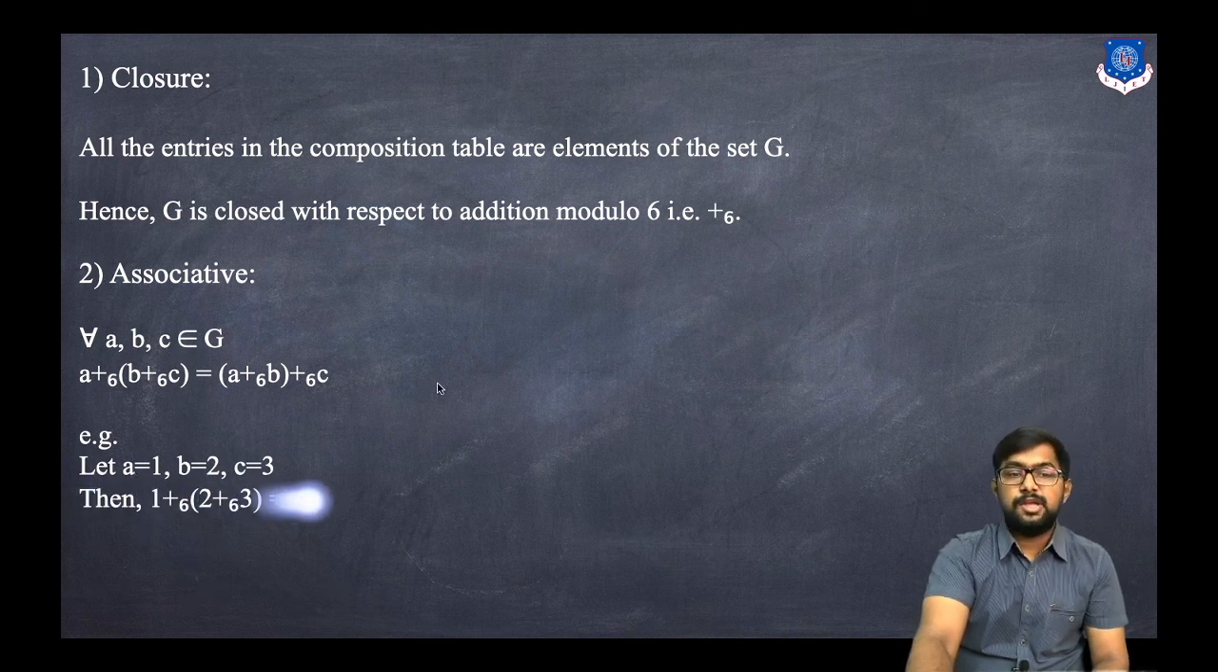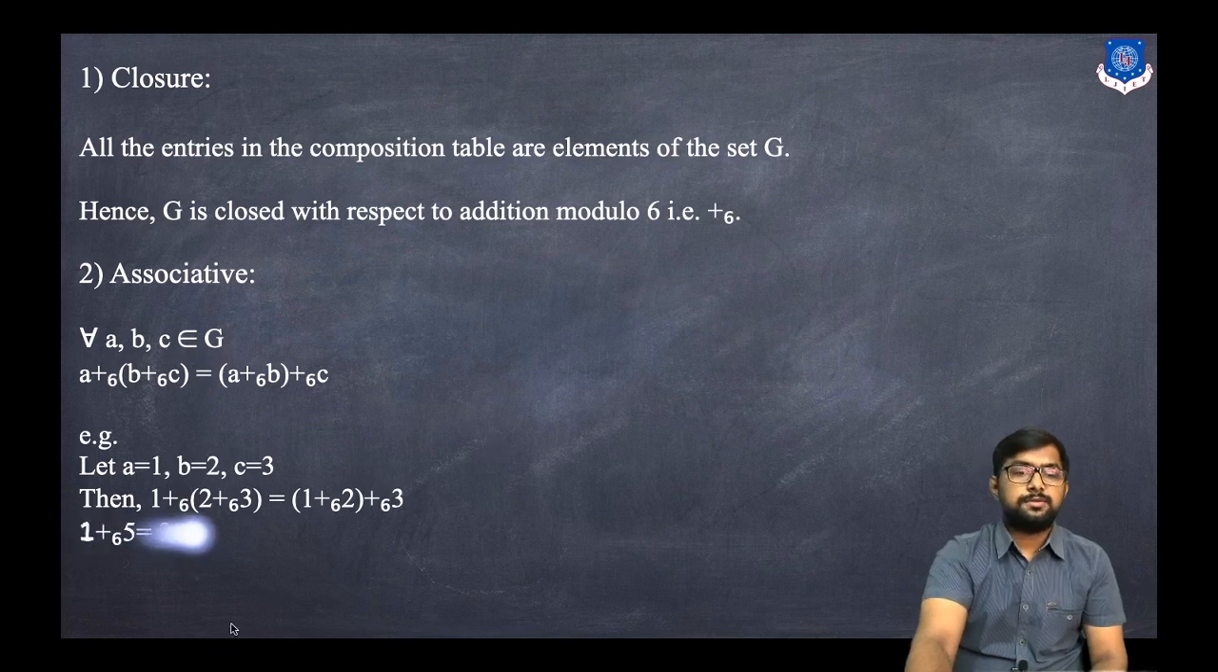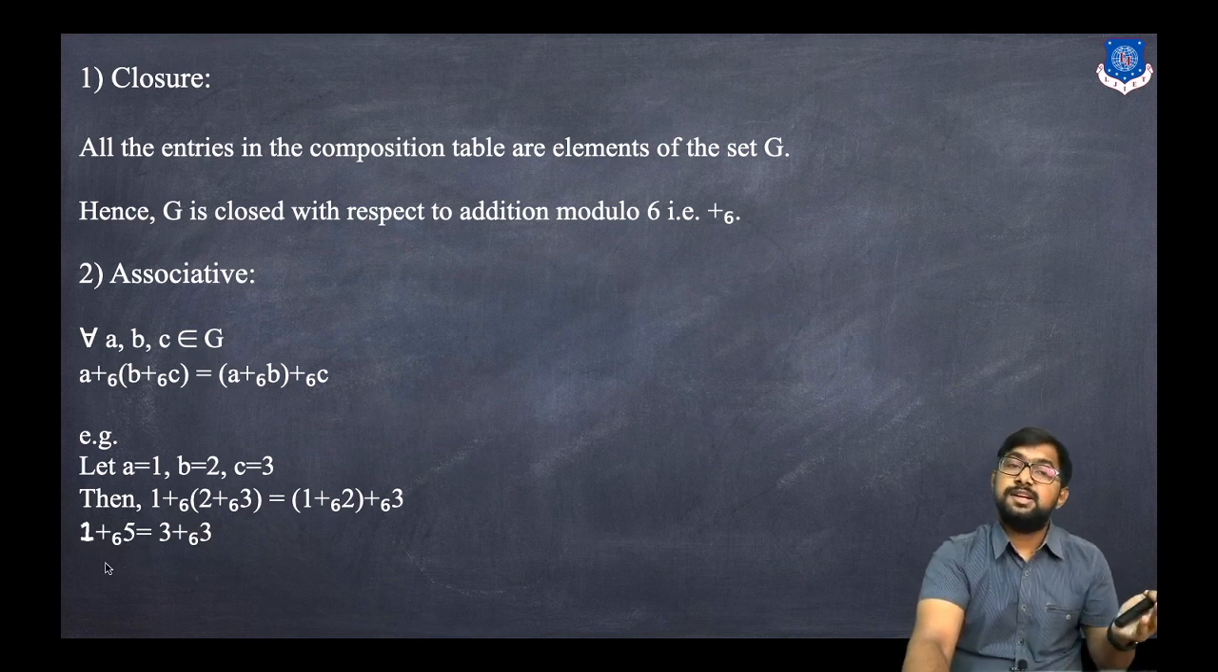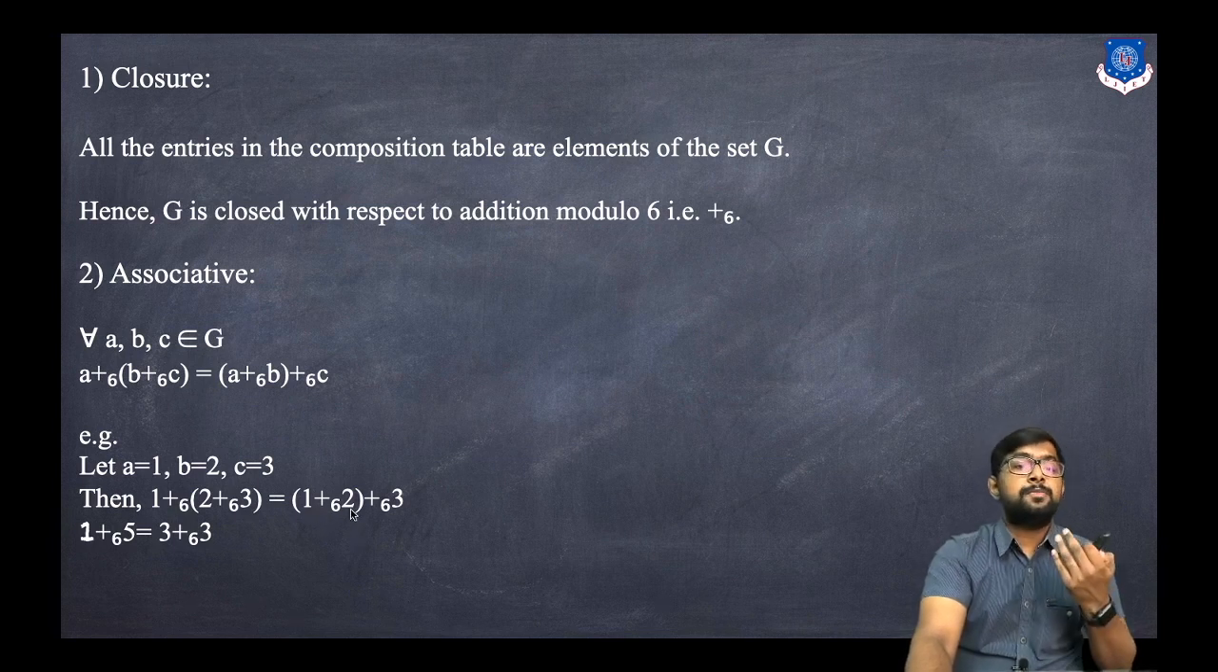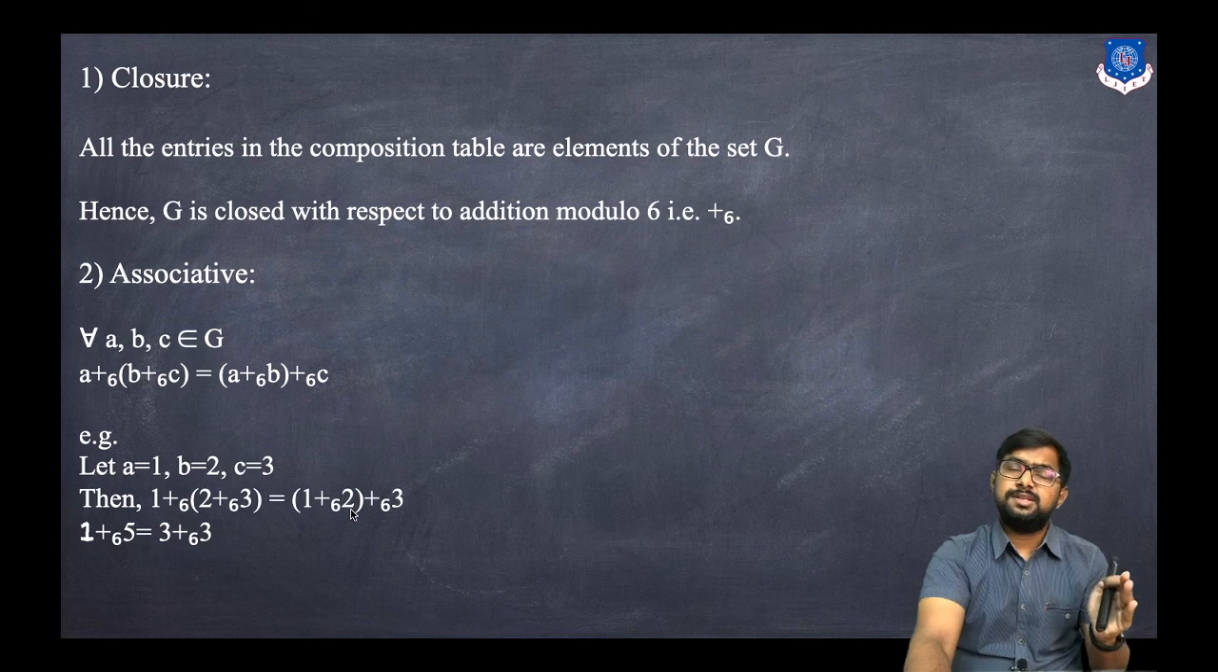then we are just writing 1 +6 (2 +6 3) instead of a, b, c. So it will be like this. Now see, 2 plus 3 is 5, and 5 modulo 6 is 5. Now 1 plus 5 divided by 6, so the left hand side will be 0. Now in the same manner, (1 +6 2) is 3, and 3 modulo 6 is 3. Now 3 plus 3 is 6, and 6 divided by 6 leaves 0. So both the entries will be 0.